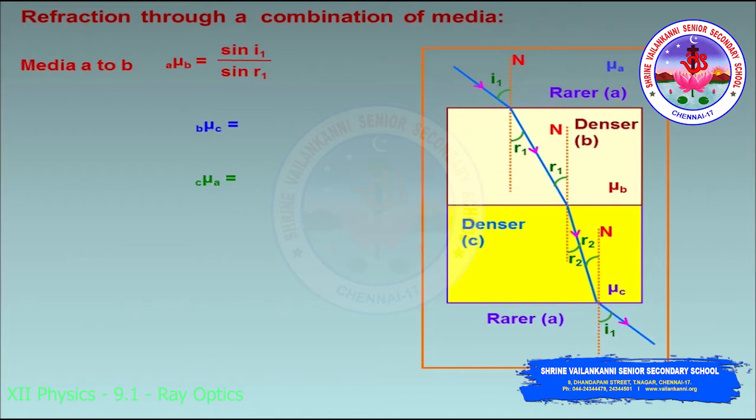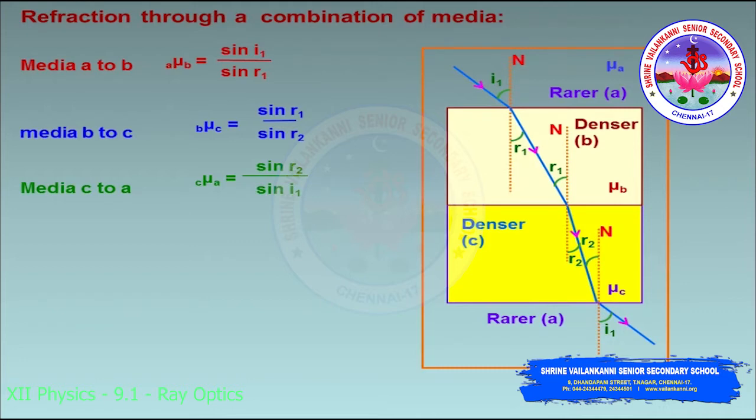And in the same way we take it for the ray which is going from medium 2 to 3, that means from B to C. So we have taken mu BC, which is equal to sin r1 by sin r2. See the diagram, sin r1 by sin r2. In that same way we take it for C to A, the third one, so mu CA is equal to sin r2 by sin i1, we have taken here, right?